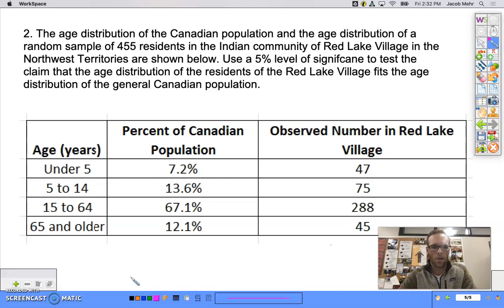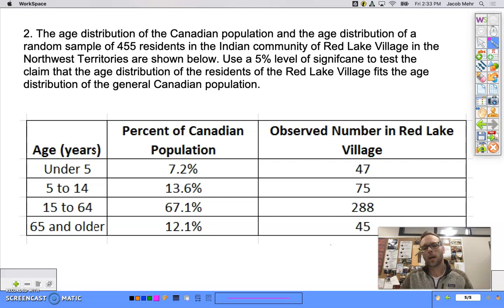So if we look at this, age under 5, 7.2% of the Canadian population is under age 5. Well, that was 47 people in this village. 5 to 14, 13.6% of the total Canadian population. There were 75 in the village. 15 to 64, that's obviously a big one. That's 67% of the Canadian population. That's 288 in the village. 12% were 65 and older in Canada, and that's 45 in Red Lake.